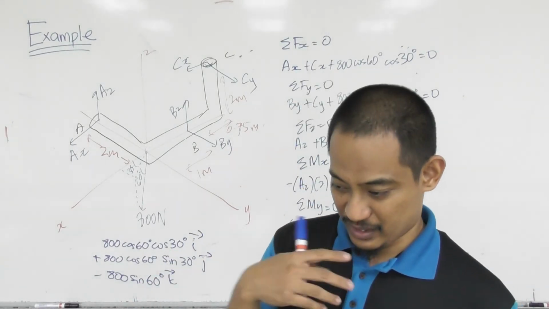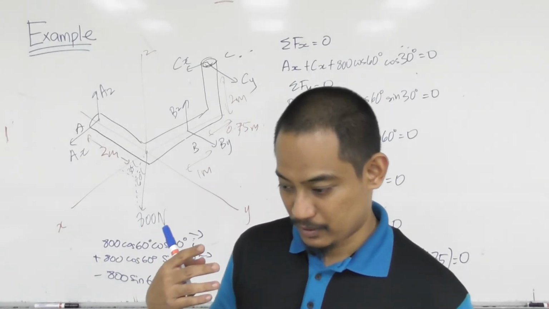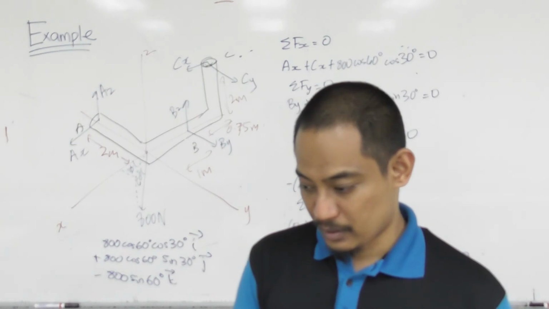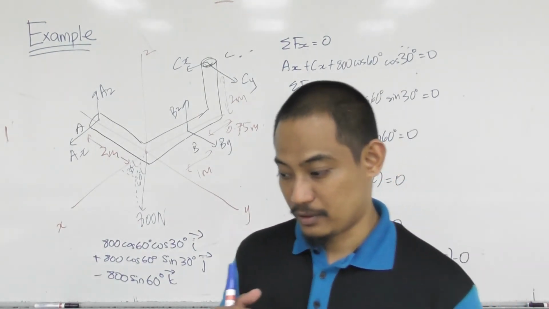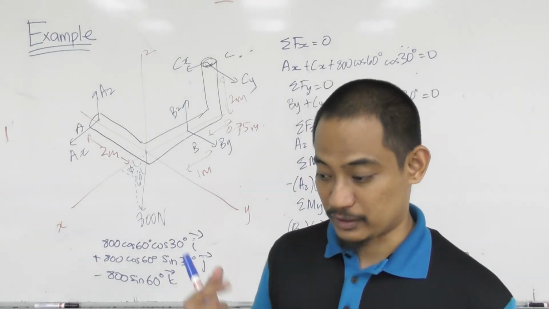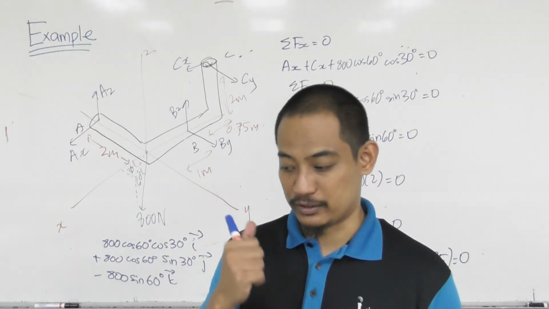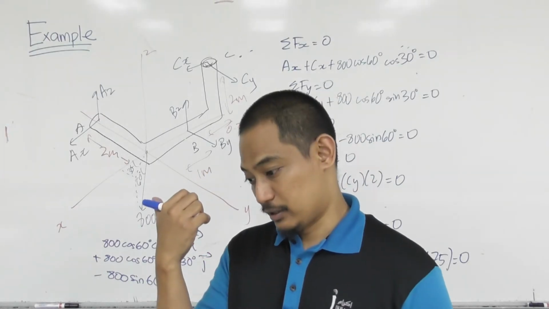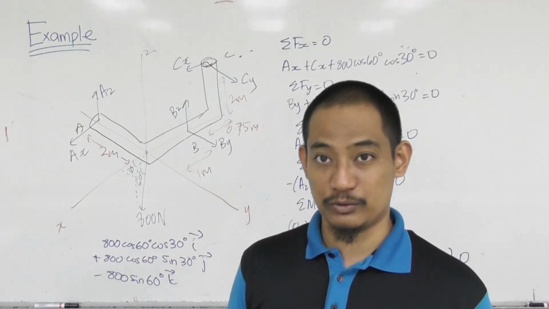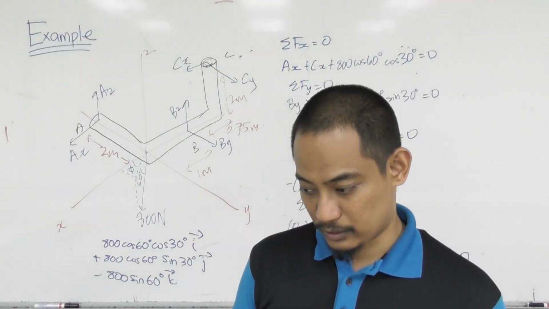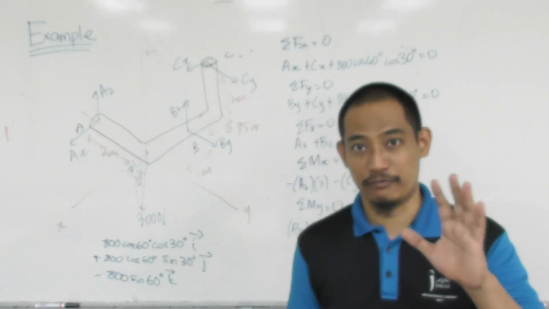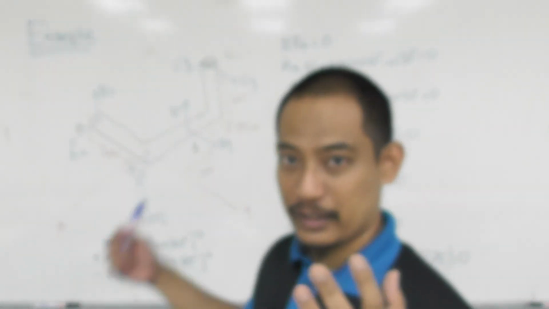So Ax is 400 Newton, Az is 800 Newton, By is 600 Newton, Bz is minus 107 Newton, minus 107 meaning it's 107 in the negative z direction, which is downward. Cx is 53.6 Newton, Cy is 800 Newton. Right? If you want to check, those are the values. Please do try and please do check.